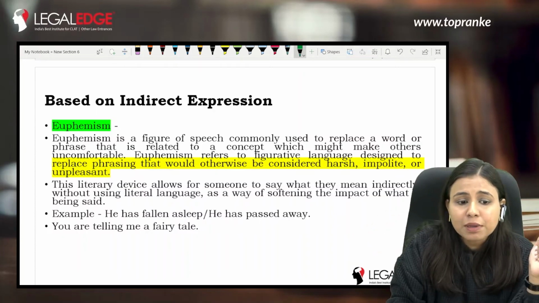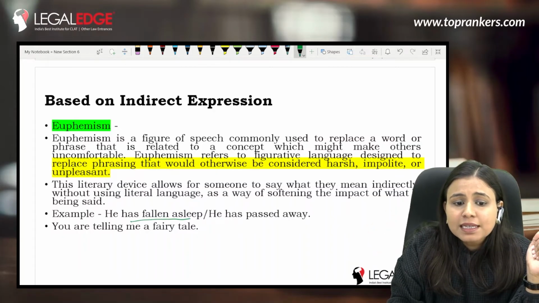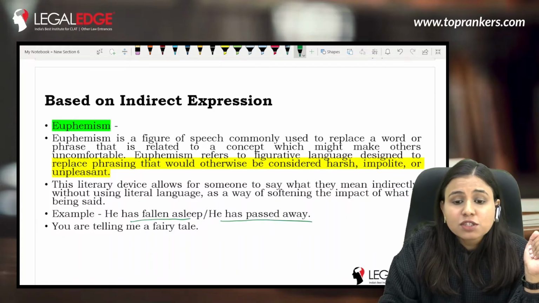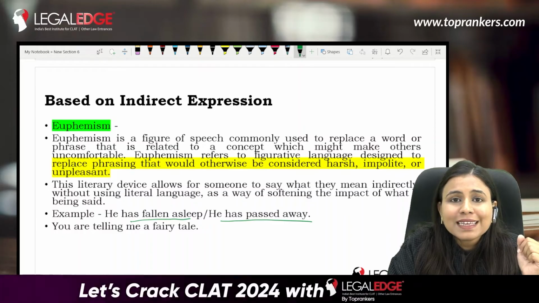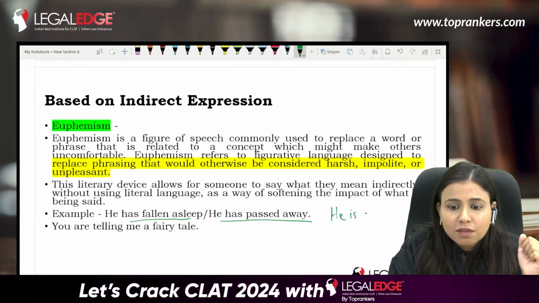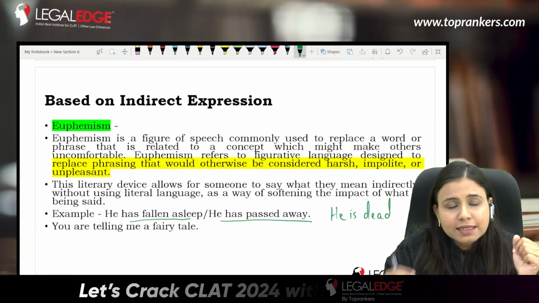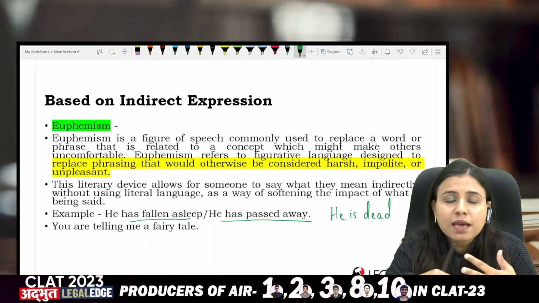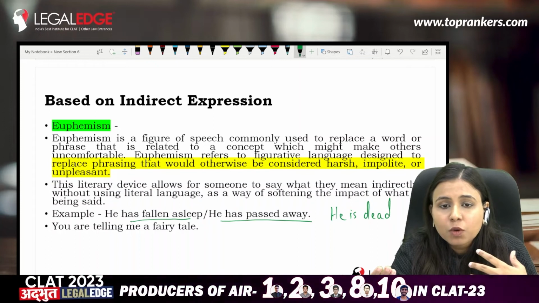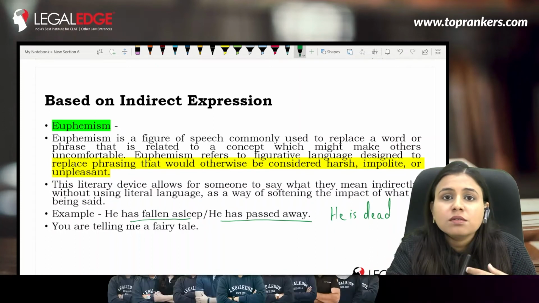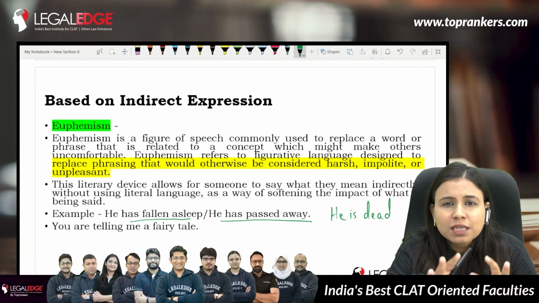Okay. For example, he has fallen asleep or he has passed away, which is used as an indirect form for he is dead. Okay. So rather than saying someone has died, we use this as a figure of speech. He has fallen asleep, he has passed away. Okay. He is no more. So this is used to subdue the effect.